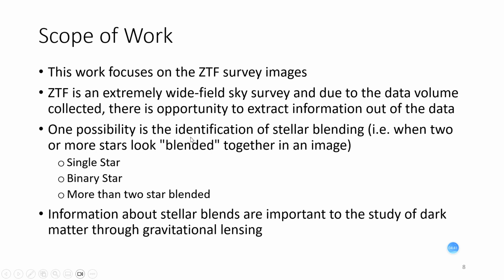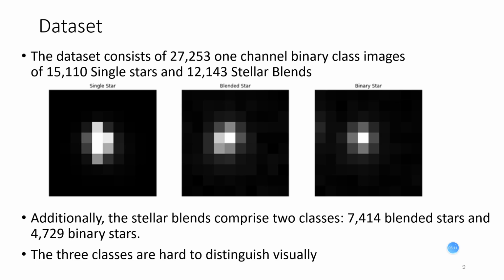So basically there are three different scenarios. First is single stars, and then more stars look blended together in the image. It will be a binary star or more than two stars blended. So it could be a binary classification problem between single and blended stars, or a multi-class classification problem between the single, binary, and more-than-two blended scenarios. Information about stellar blends is important to study dark matter through gravitational lensing.